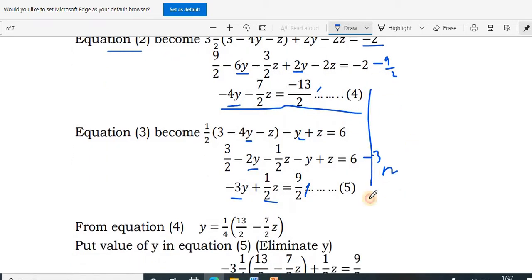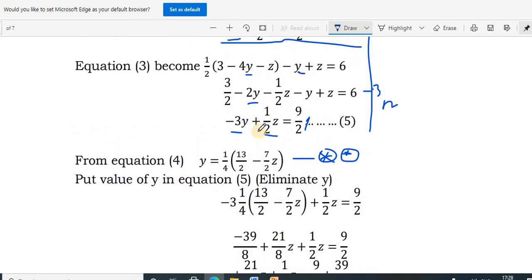Now equations 4 and 5 are my new system of equations in variables y and z. So this is my first equation in y and z, and this is my second equation, and I eliminate the first variable y. So y is equal to minus 13 by 2 plus 7 by 2z into minus 1 by 2. If I multiply by minus 2 by 2, it becomes y is equal to 1 by 4 times 13 by 2 minus 7 by 2z.